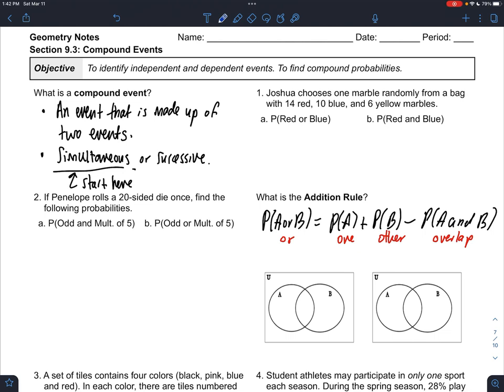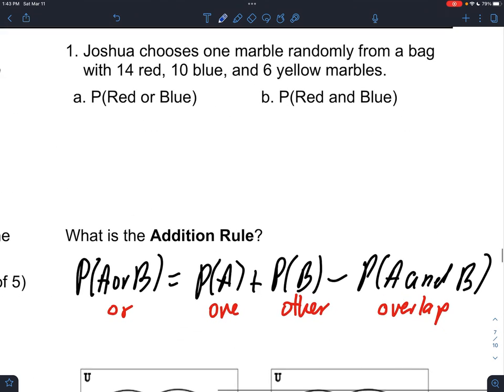Okay, let's take a look at one of our last sections, compound events. Compound means two in one. So a compound event is an event that's made up of two events. And it's two categories. It could be simultaneous, which are the ones we're going to look at here in a second, and then also successive events, meaning that a compound event could be something happening and then something happening afterwards. They're in succession. They're one after another. So there's two categories there.